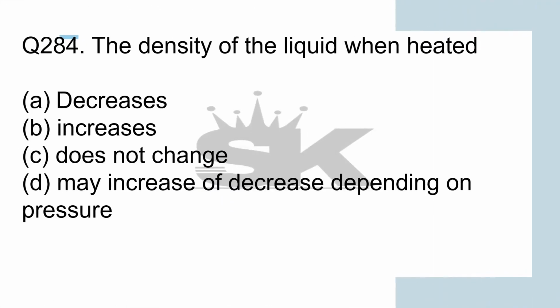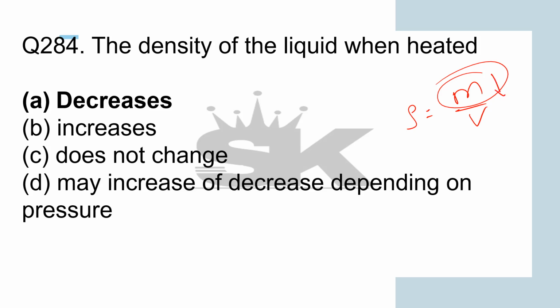The density of the liquid when heated: density decreases. Okay, because density is rho, mass by volume, right? As we heat the liquid, the gap between molecules will expand, right? So in a unit volume, the number of molecules is less. So if that is decreased, density also decreases, right? Okay.